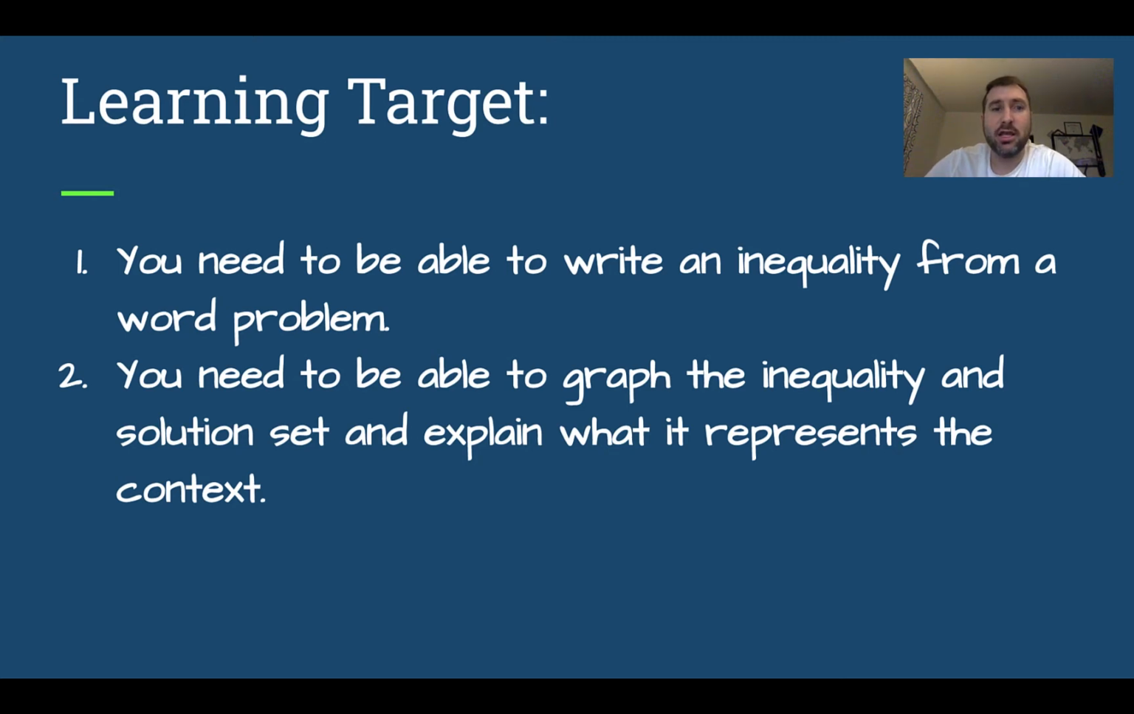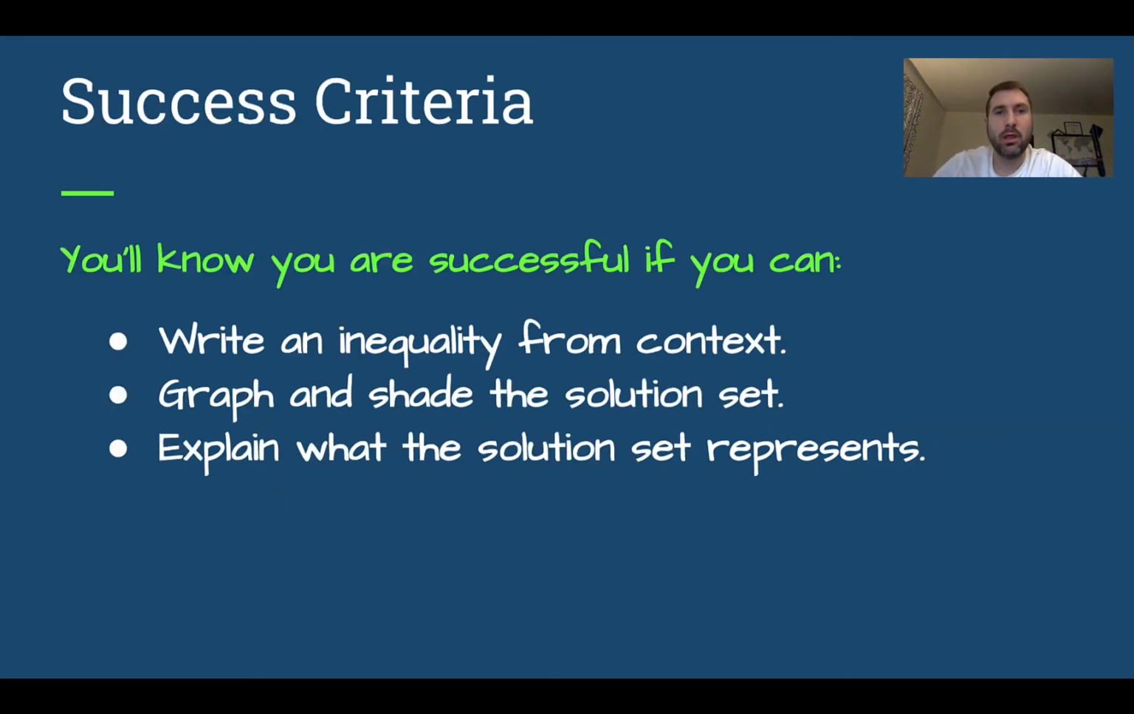After this lesson, you need to be able to write an inequality from a word problem, and you need to be able to graph the inequality and solution set, and explain what it represents in the context. You'll know you're successful if you can write an inequality from context, you can graph and shade the solution set, and you can explain what the solution set represents.